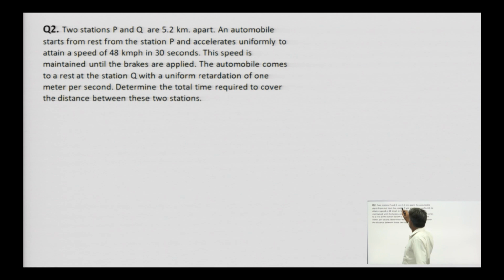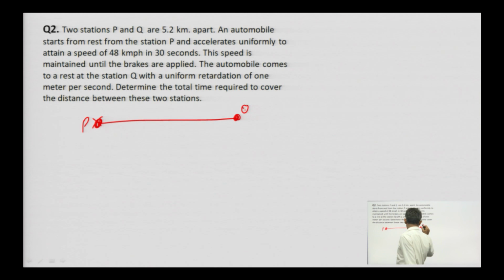Two stations P and Q are 5.2 kilometer apart. Okay. Station P and Q, total distance is 5.2 kilometer, and an automobile starts from rest from station P.